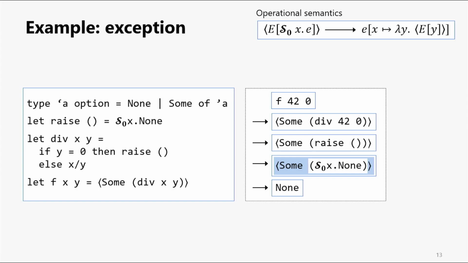And the return value of the division function is wrapped by the some constructor. In this example, function f is called with two number arguments, and because the second argument is 0, the raise function is called here. Because its body is a shift operation, the continuation colored blue is captured, but the body of the shift does not use the captured continuation. The continuation is just discarded. So it behaves like exceptions.